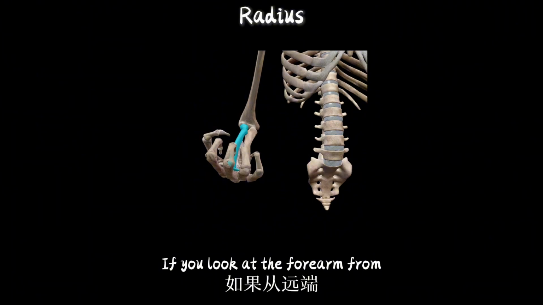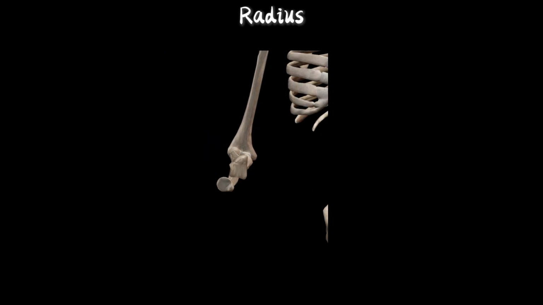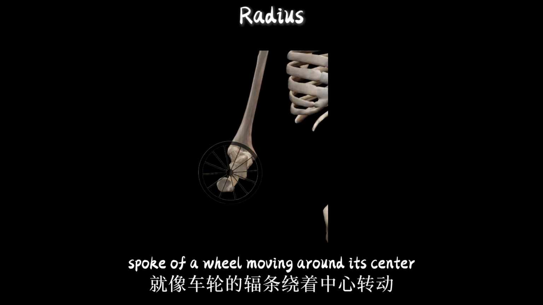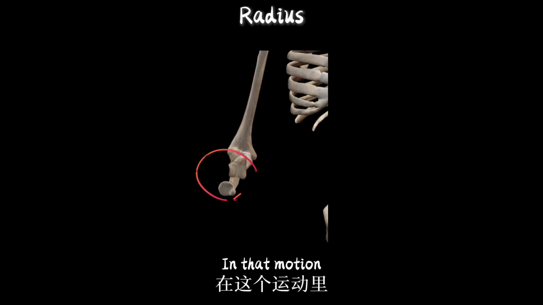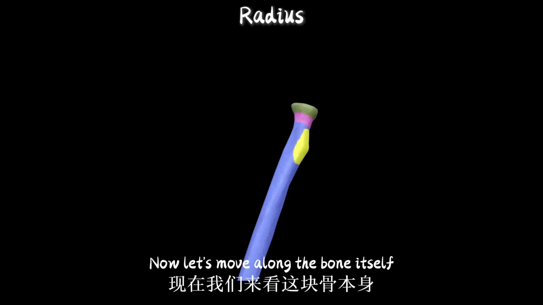If you look at the forearm from the distal end and rotate it, the radius swings around the ulna during pronation and supination. It traces a circular path, almost like the spoke of a wheel moving around its center. In that motion, it literally behaves like the radius of a circle. Now let's move along the bone itself.